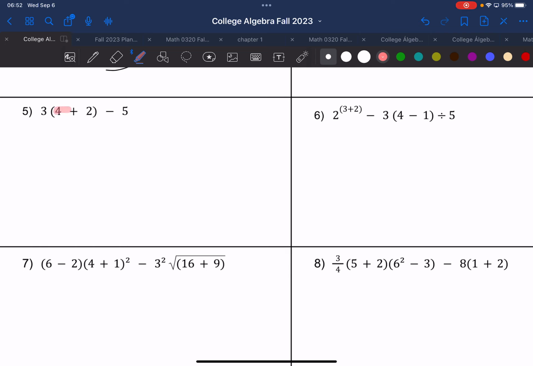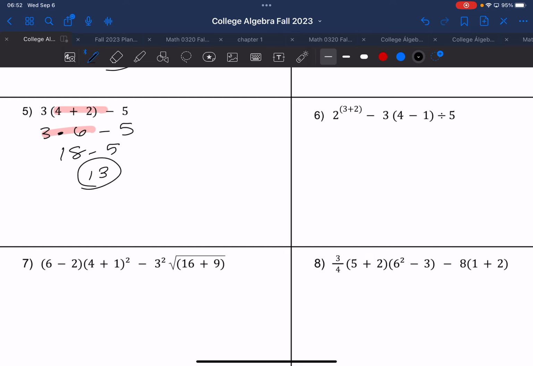Parentheses. So we're just going to add 4 plus 2. So we have 3. And what's the operation between 3 and that new number 6? Multiplication. Okay. So what comes next? Multiply. So we have 18 minus 5, which gives us 13.